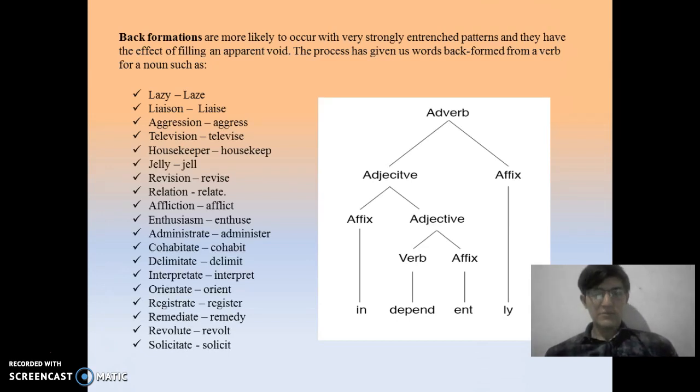Here are some examples: lazy, laze; listen; aggression, aggress; television, televise; housekeeper, housekeep; jolly, jolly; revision, revise; relation, relate; affliction, afflict; enthusiasm, enthuse; administration, administrate; credit; delimitation, delimitate; interpret; orient; register; remediate; revolt; solicitation, solicit.